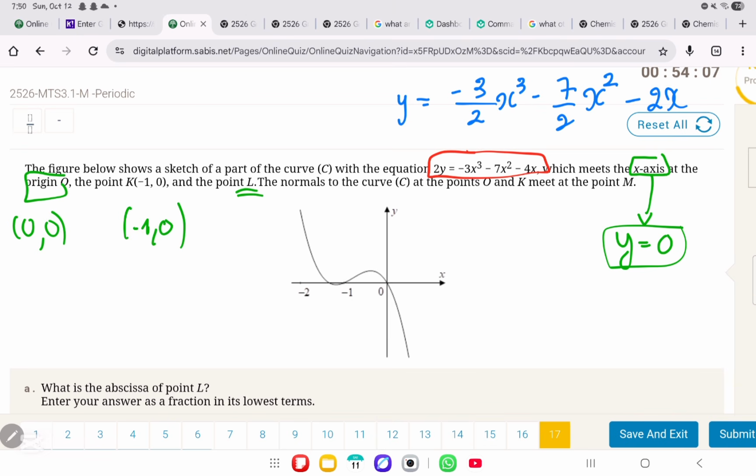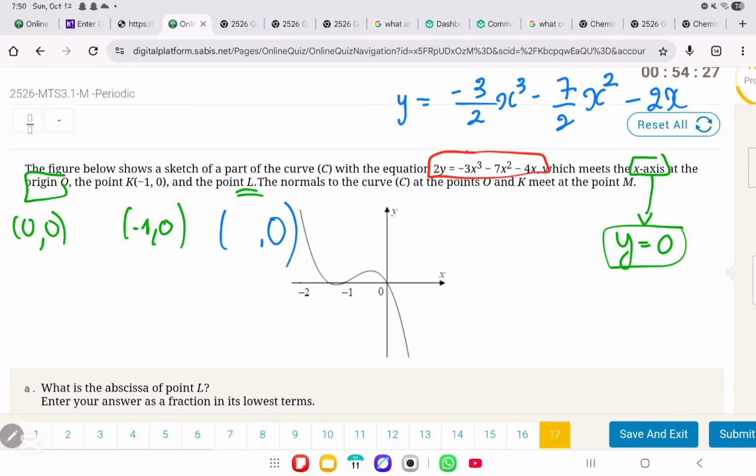We need to find the value of the point L. How do we find the value of the point L? First of all, we know because it's intersecting or meeting the x-axis, our y is gonna be 0. So this is already a big thing. We already found the value of our y.